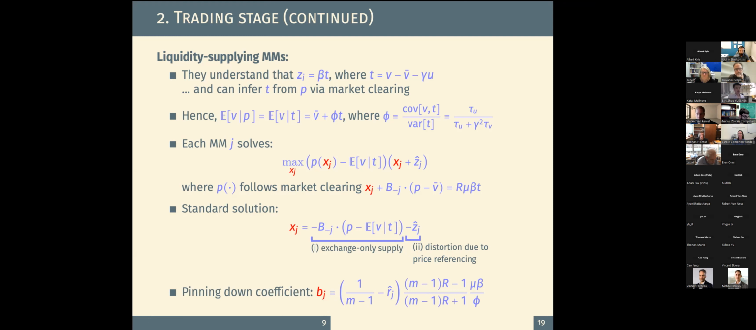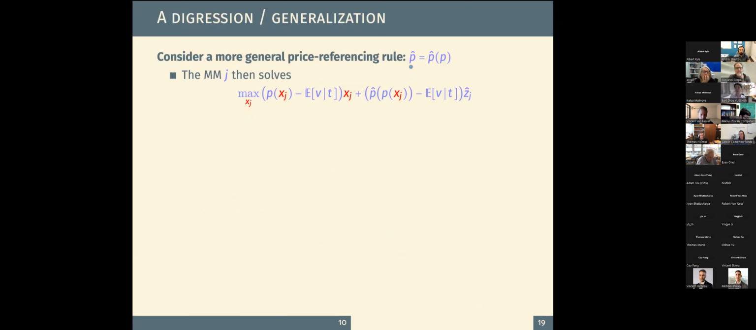Okay. So I do want to take this slide to something more general. So here we are assuming a specific price referencing rule. If you remember, P hat equals P, exogenously specified. But what if this is more general, right? So imagine P hat is a generic function of P, some kind of referencing, but not necessarily exactly the same as P. Then essentially we have a very similar problem here.